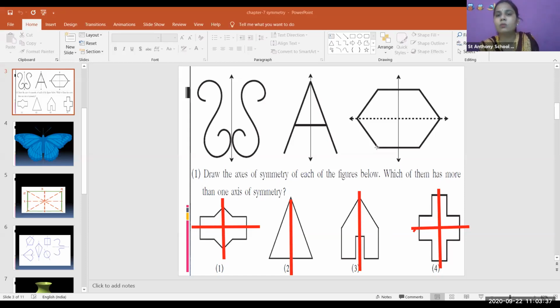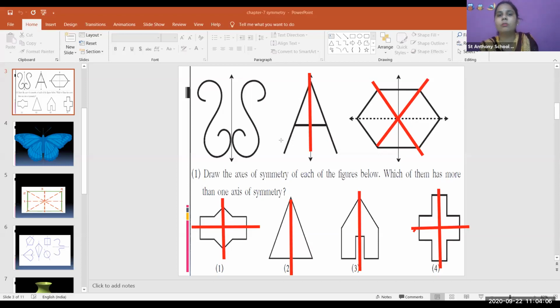It is having more than one axis of symmetry. If you see this hexagon, this side is also having more than one axis of symmetry. See, from here also one axis of symmetry, here also an axis of symmetry. From here also we can draw an axis of symmetry, right? Means more than one axis of symmetry is there. But in A, this can be folded from this side, right?